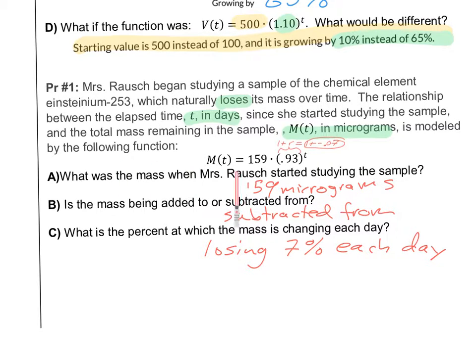All right, so we can see right away that the mass was 159 micrograms because that's our principal value, our p-value out in front, so that's pretty easy. Is the mass being added to or subtracted from? This number inside the parentheses is less than 1, and our r is negative, therefore it is being subtracted from. What is the percent at which the mass is changing each day? We kind of did this together when I told you to think about this as 1 plus r, and we found out that r would have to be negative in order to get to 0.93. So we can see that it's losing 7% each day. That's what that negative 0.07 represents. That's losing 7%. Okay, let's go on to the next page.